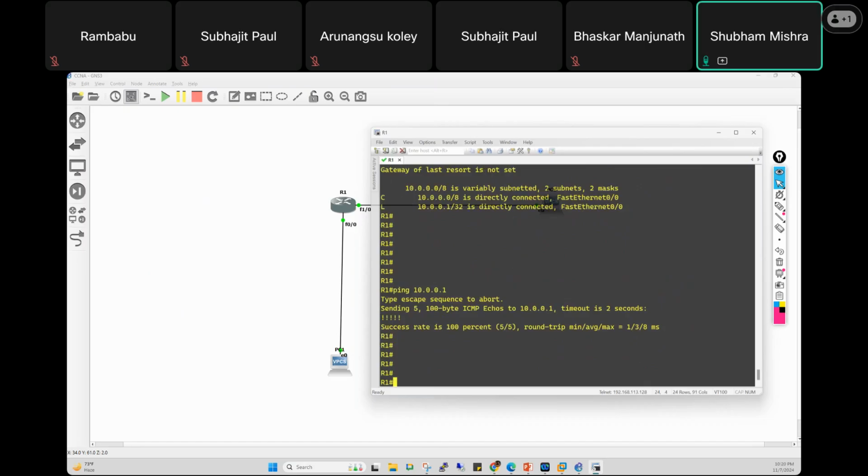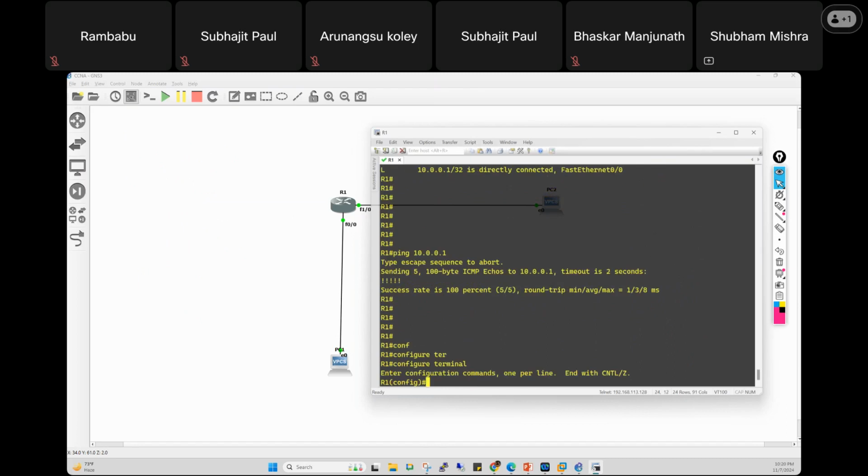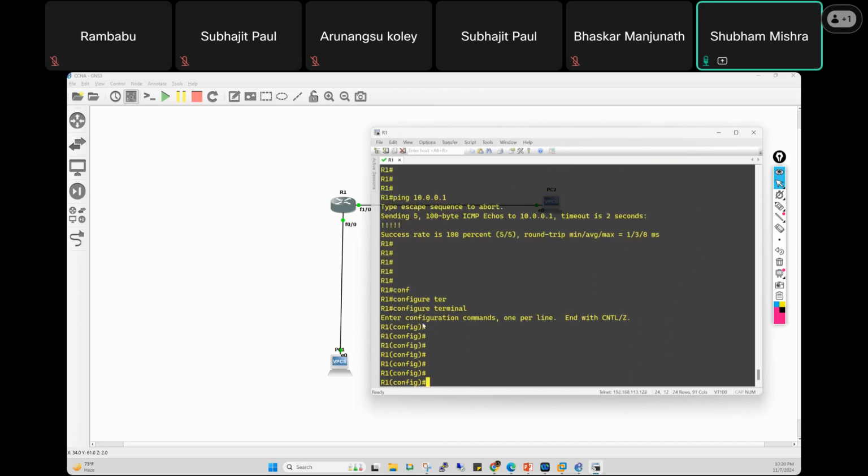Clear? Now the next mode, guys, is called global configuration mode. What is global configuration mode? Right now we are in which mode? Privilege mode. Now I want to move from privilege mode to global configuration mode. How can we move? The command is configure terminal, and I press enter. See, now what is this? This is called which mode, guys? Global configuration mode.